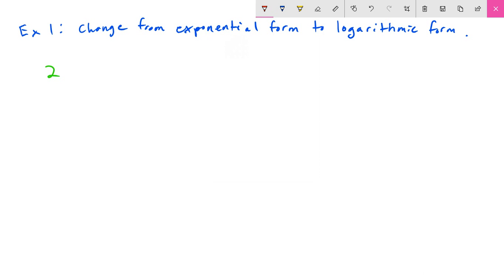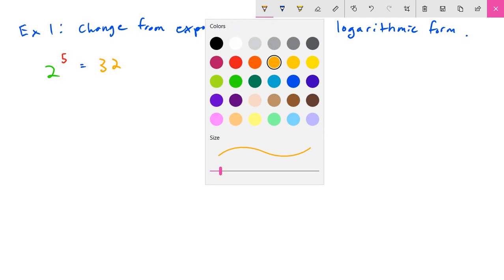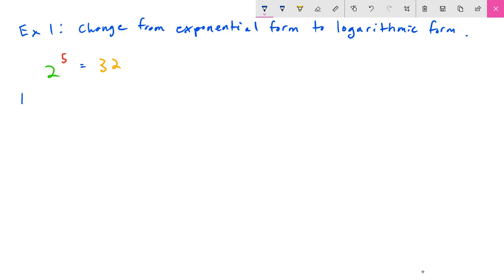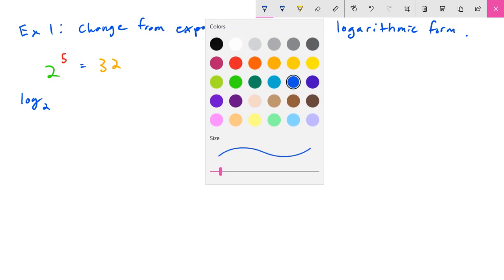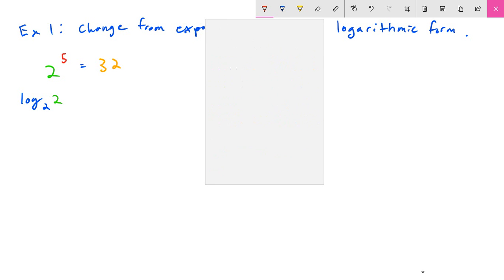So let's do 2 to the 5th equals 32. This is the exponential form, right? Because you see the exponent, 2 to the 5th. So I just want to change this into a logarithmic form. You're not solving anything. You're just changing the form. So what would I do here? We just did this. Same idea. What do I do? Log base 2 to the 5th. On the right side is going to be? Right, log base 2 of 32.